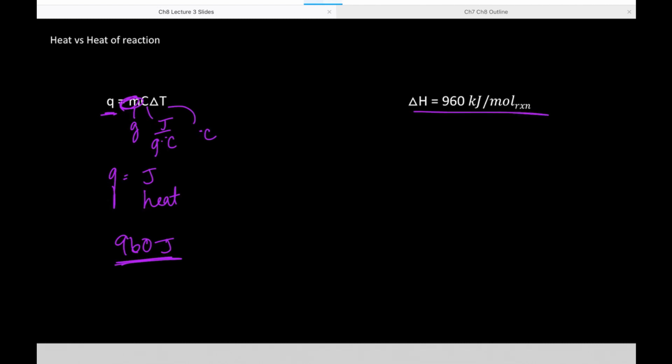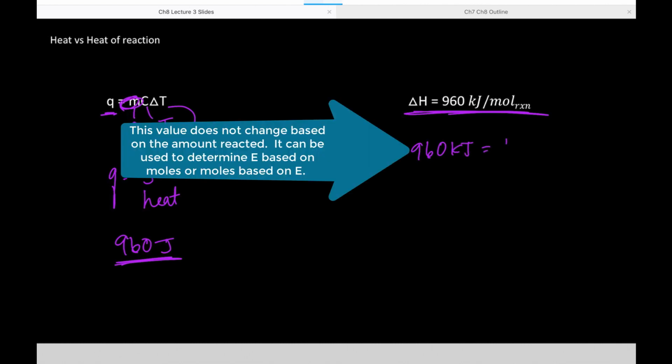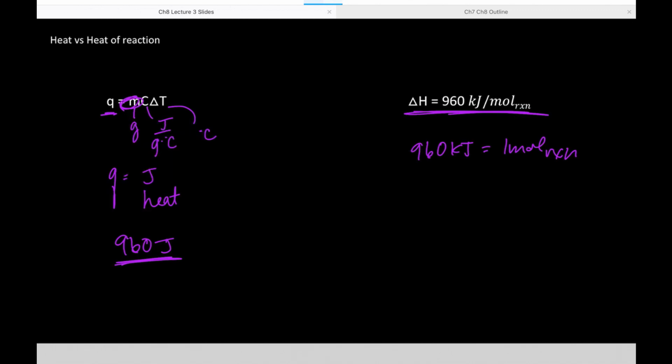Whereas here, when we're talking about heat of reaction or enthalpy of reaction, it's a conversion factor. So this is 960 kilojoules equal to 1 mole of the reaction as written. So it's a relationship. Obviously, if I increase my number of moles, I'll increase the amount of heat released. But this is a conversion factor that converts between the amount of reactant or product and the amount of heat either released or absorbed. Whereas heat is just a quantity in and of itself. Yes, does that make sense?